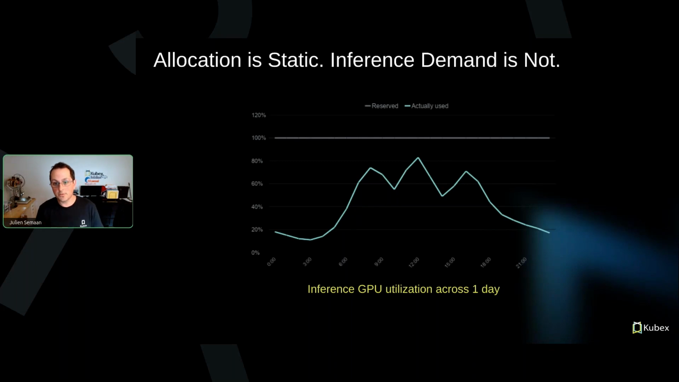It behaves like a web server where load follows how people actually use the product, so demand moves throughout the day. So we see it here where our usage peaks in the middle of the day, but the reserve line that is at the top is flat because we hand out whole GPUs. And the space between those two lines is capacity that we pay for and that we don't use.